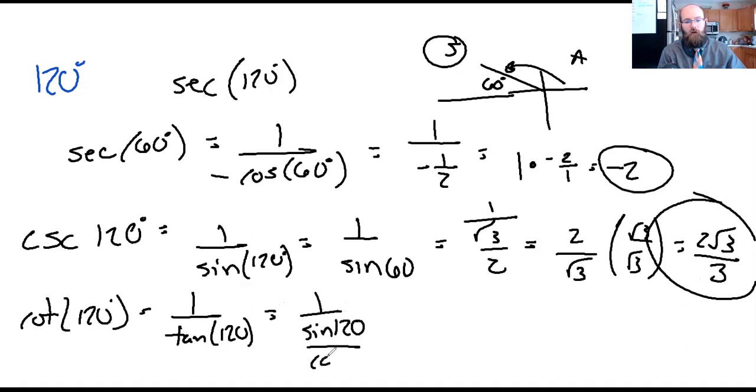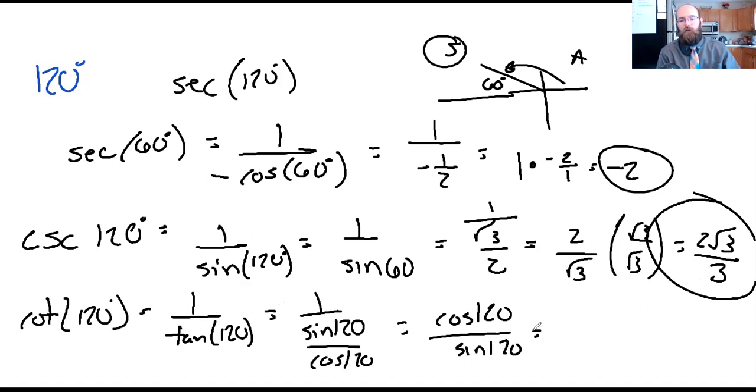sine over cosine. But then that is going to be the same if I keep, change, and flip, as cosine 120 over sine 120, right? The reciprocal functions. So I'm going to divide these other two things. Cosine of 120, this 60-degree angle, is a negative 1/2. So I have negative 1/2 over sine, which was square root of 3 over 2.